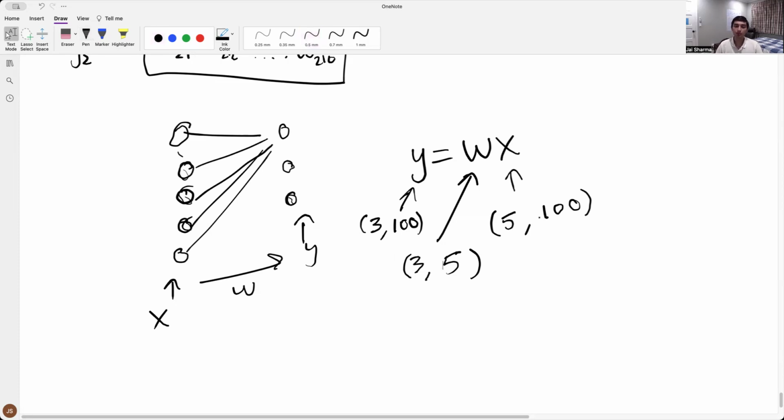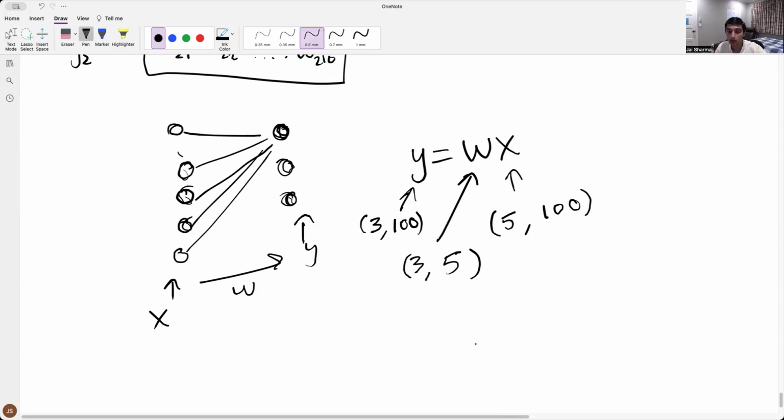In this case, W has 15 values because its dimension is 3 by 5. There are 3 rows, 5 columns. Each of the rows corresponds to a different formula for calculating each of these 3 outputs. And each of the columns corresponds to how we use each of these input features at any given time.